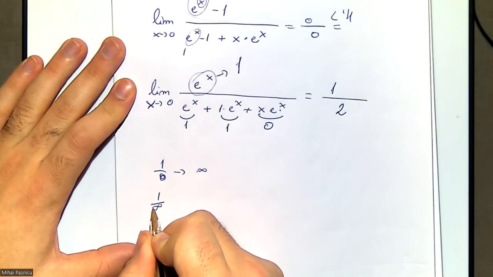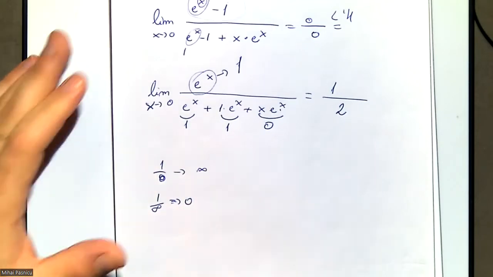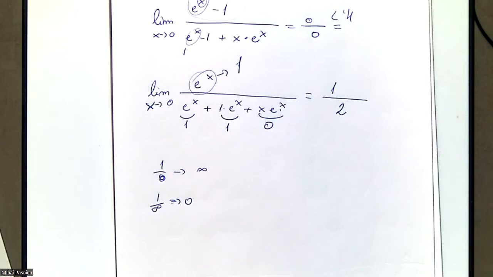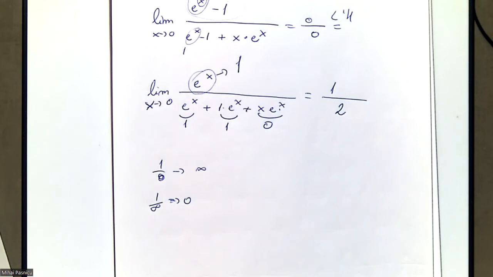I know 1 over infinity goes to 0. So it doesn't matter what I get underneath, or if I can make either the top part or the bottom part through L'Hopital be a number or something, then I'm done. Or get to some determined case, like 0 over infinity, something like that. The idea is it's something.